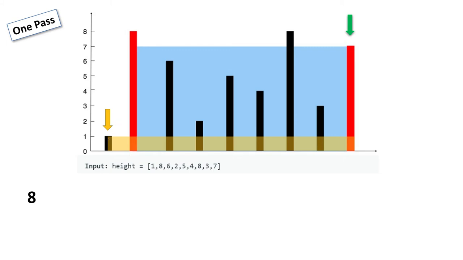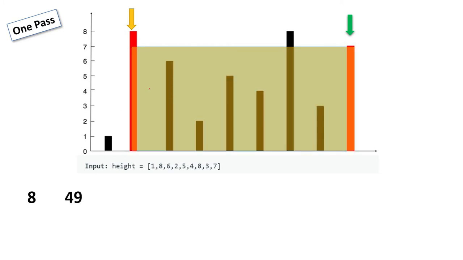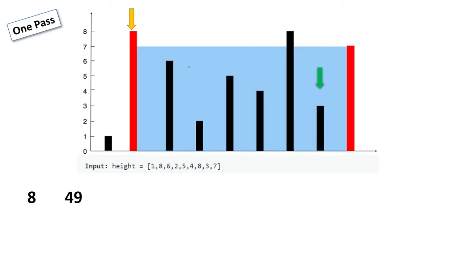So in this case 1 is less than 7, so we have to move this one towards the right side and we will get a new area which is containing 49 water. Now we have to move the right side from here. Why is it? Because between 8 and 7, 7 was lesser, so we have to move it towards the left. Then we have to calculate the water, and it will be 18 in this case.